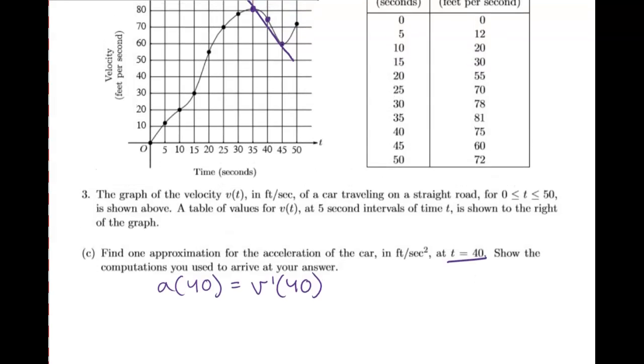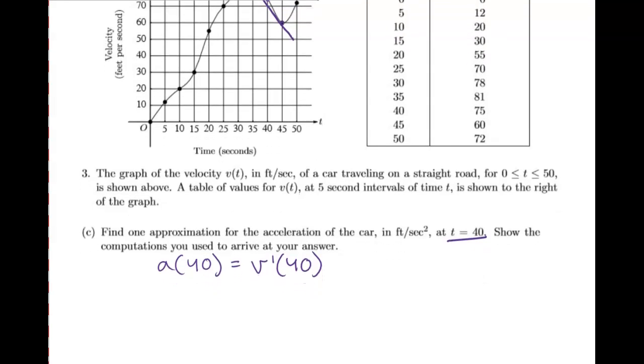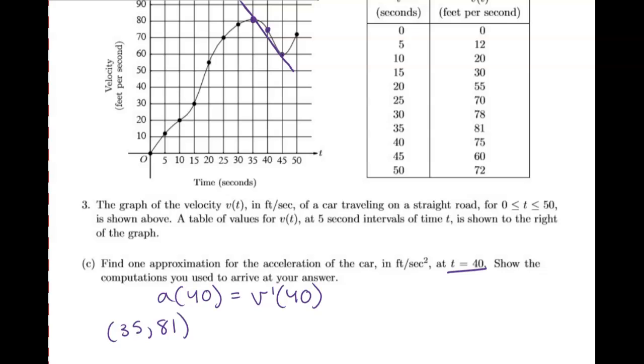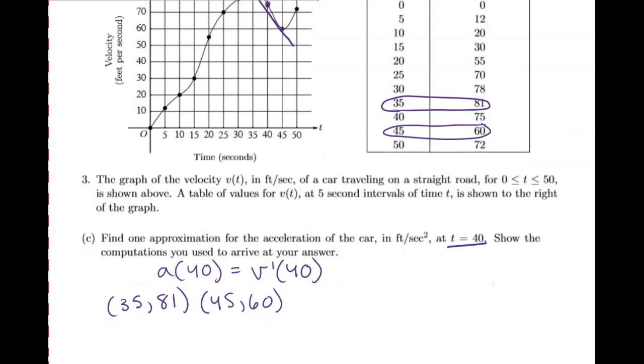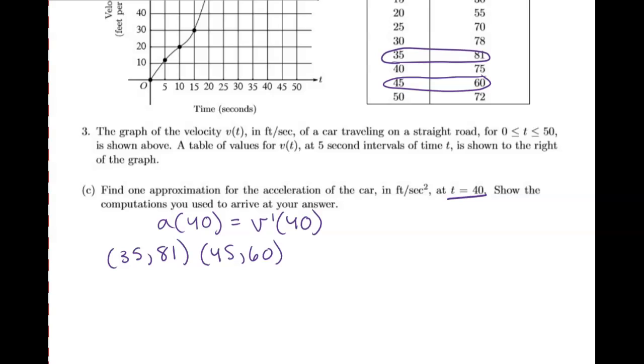So then we have the 2 points, 35, 81, which is right here. And we know for sure it's 81 by looking at our table. And we have the point 45, 60, which is right here. And again, we're finding one approximation. You could use others, but since 40 is right between 35 and 45, this seems pretty solid as an option.